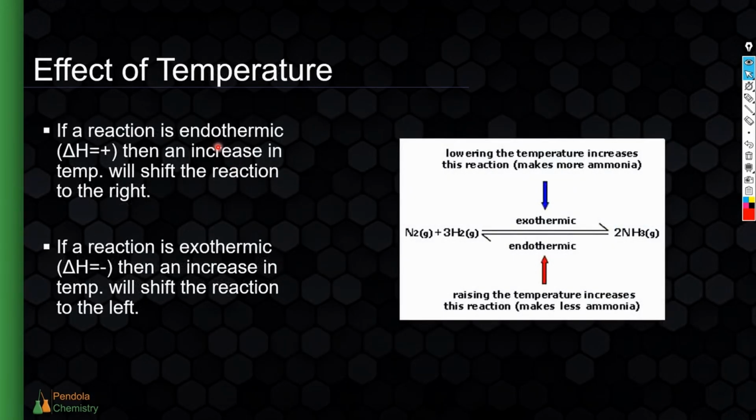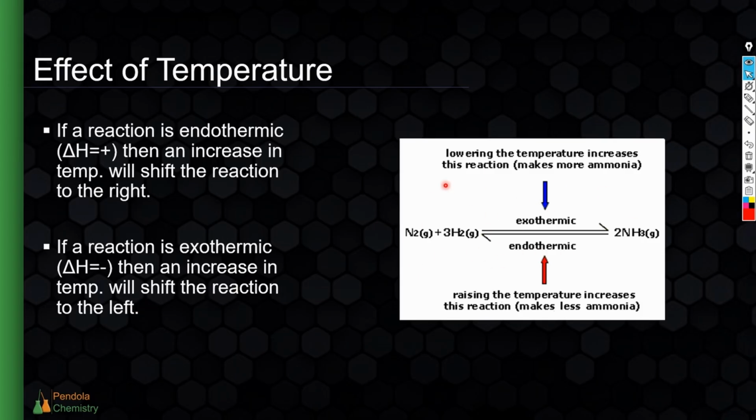Now, temperature is the last one, and temperature is not going to depend on stoichiometry or moles and balancing. It's going to depend on whether the reaction is endothermic or exothermic. If a reaction is endothermic, if the delta H is positive, then an increase in temperature is going to shift the reaction to the right and vice versa. If the reaction is exothermic, if the delta H is negative, then the increase in temperature is going to shift the reaction to the left and vice versa.